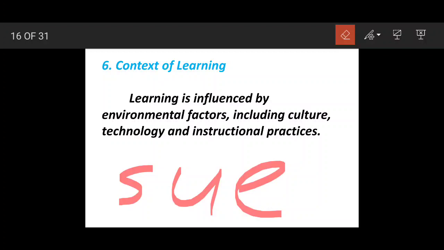In our class. Proceed tayo guys. Technology tayo.